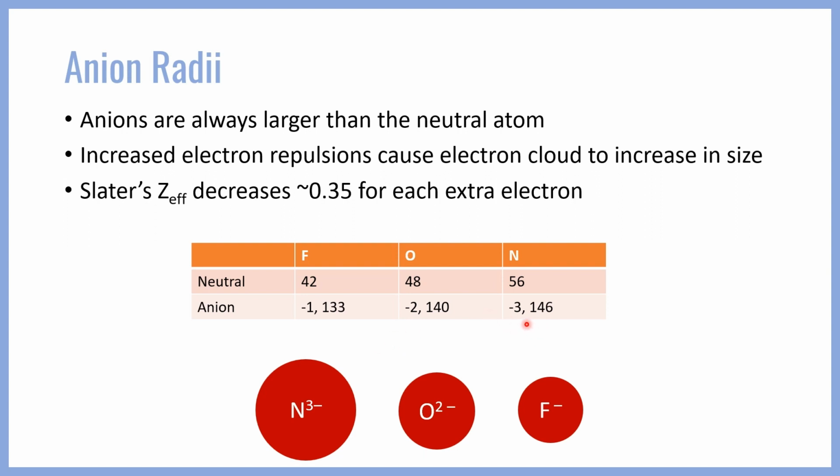N3- is going to be larger than F-, even though they're isoelectronic. They have the same electron configuration, but because nitrogen has a lower effective nuclear charge with the same number of electrons, it's going to be much bigger, right? It's going to swell to a much larger size than the F-.